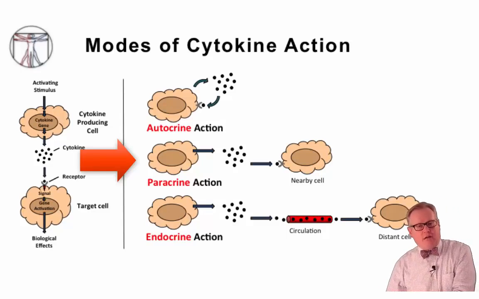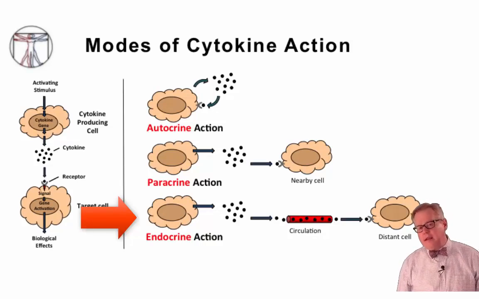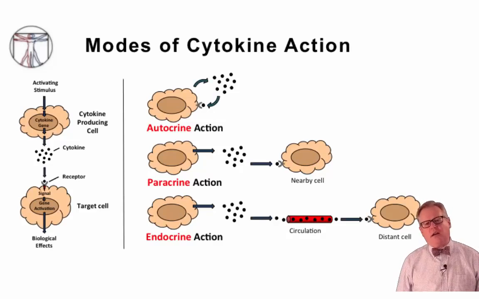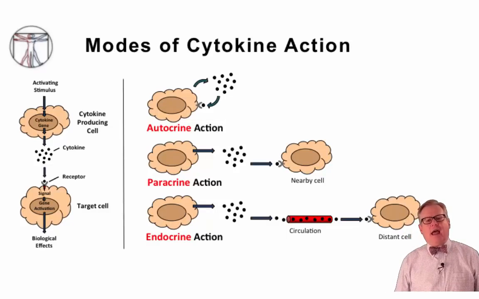And the third mode of action is endocrine action, where the activated cell makes cytokine that gets secreted into the circulation, and that may activate a cell that's far away from the cell that's actually making the cytokine. So these 3 modes of action, autocrine, paracrine, and endocrine, are all utilized by immune cells as they secrete cytokines and chemokines to increase or change their function.